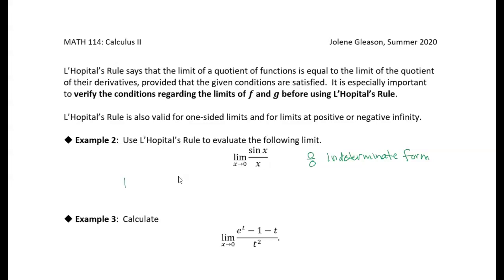Now we can just look at the derivatives. We can evaluate this limit by looking at the limit as x goes to 0 of the derivatives of the numerator and denominator. The derivative of the numerator is cosine of x. The derivative of the denominator is 1. Now, when we look at that limit, the cosine of 0 is 1, and of course the limit of 1 is 1, no matter what x value we're going to. So the limit of sine x over x is 1.